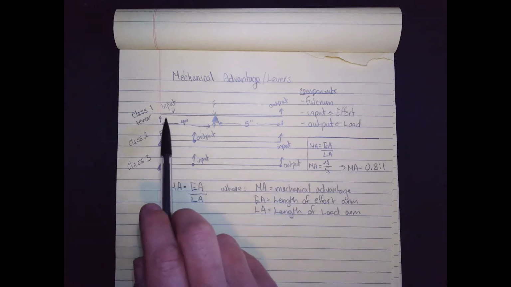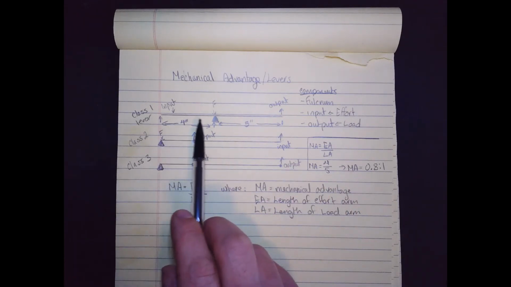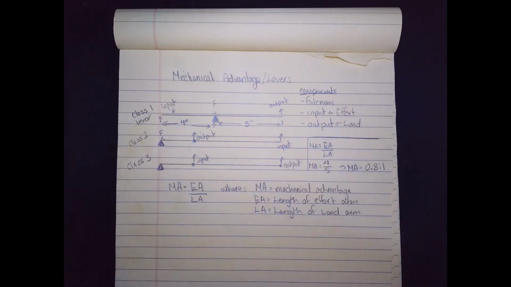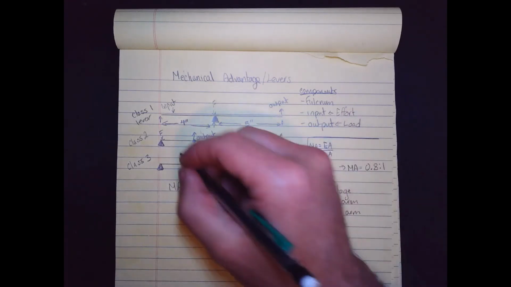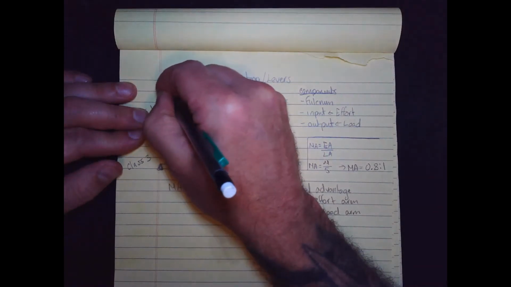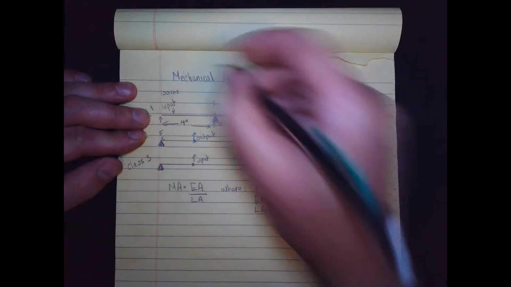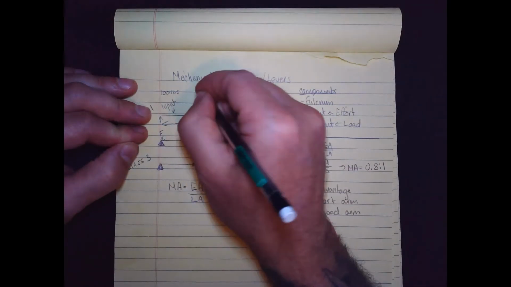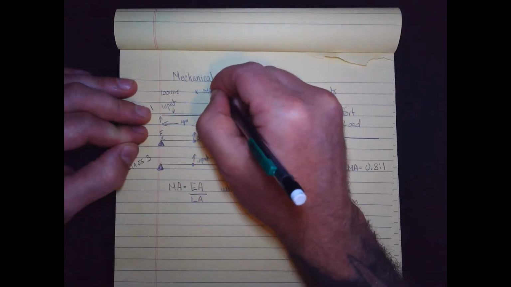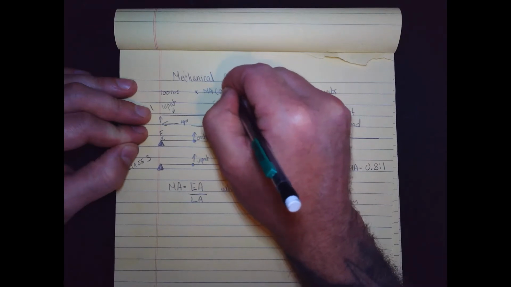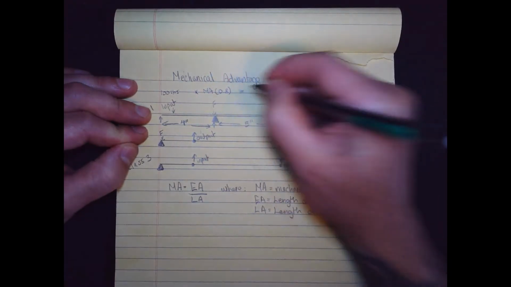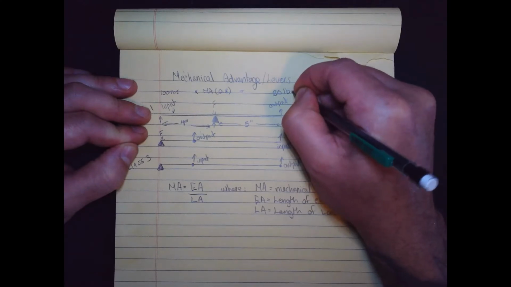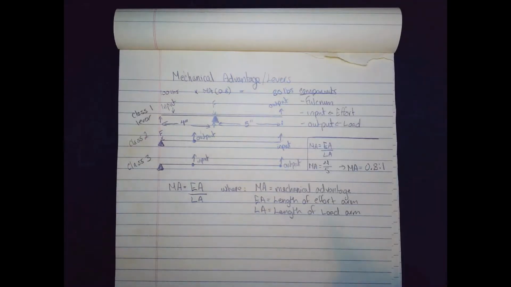So if I wanted to do a force calculation here, I would take the amount of force that I want to put in, and let's just say, for the sake of easy math, I'm going to put in 100 pounds. Right? So 100 pounds of input force. I would take my input force times my mechanical advantage, which in this case is 0.8, 80%, equals my output force, which would be 80 pounds. Okay? That's how we do the calculations.